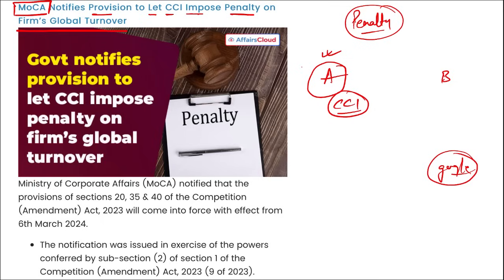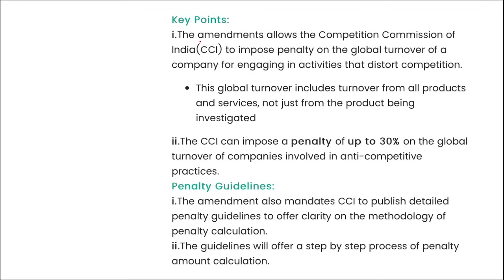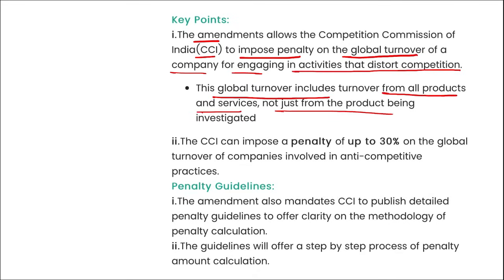So similarly, if any company is trying to use any bad practice in order to eliminate competition, then that particular company will be imposed a penalty of up to 30% of the total revenue or total turnover of that company for that particular year, right? I repeat, the amendments allow CCI to impose penalty on the global turnover of a company for engaging in activities that distort competition. This global turnover includes turnover from all the products and services and not just from the product being investigated. The CCI can impose a penalty of up to 30% on the global turnover of companies involved in anti-competitive practices.